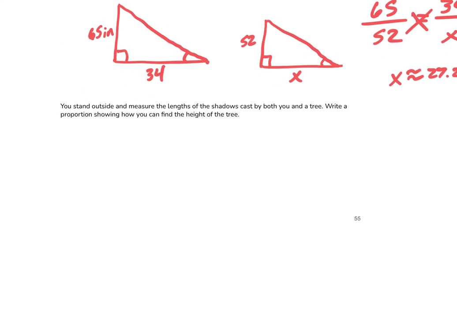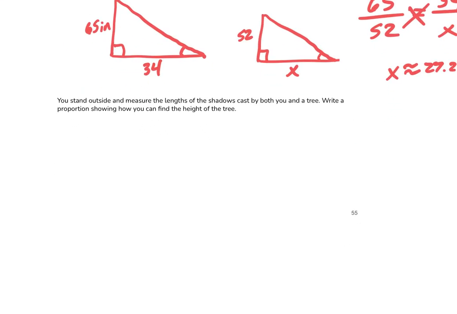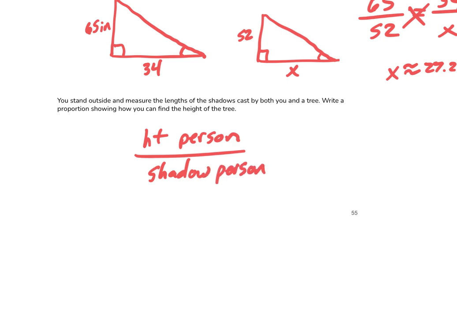Okay, on this one I'm not asking you to draw a picture, but just once again to kind of talk about how to set something up. If I'm standing next to a tree, both me and the tree are going to cast a shadow, okay? So there's two things that we're going to measure. So we could do the height of the person to the shadow of the person. And then we're going to compare it to the height of the tree over the shadow of the tree.